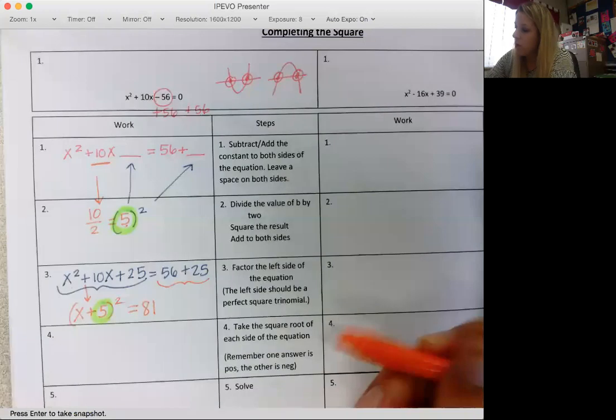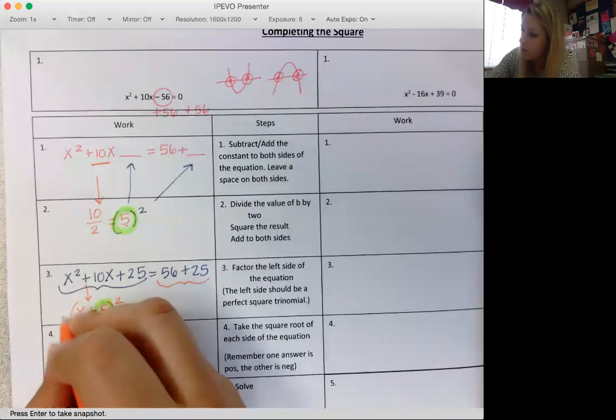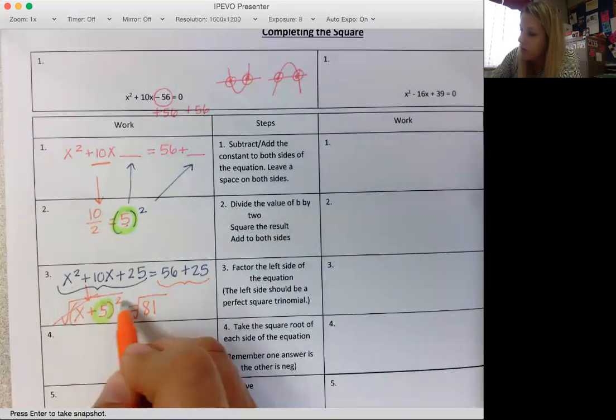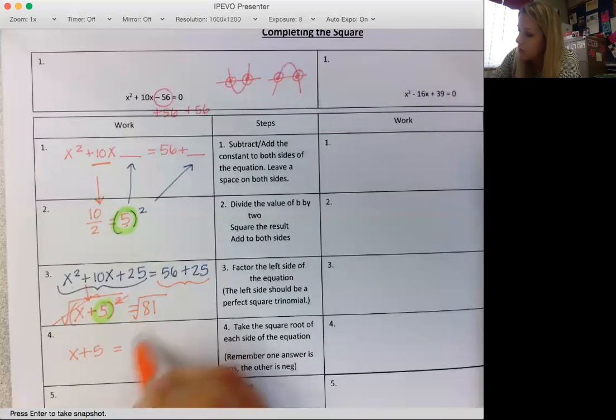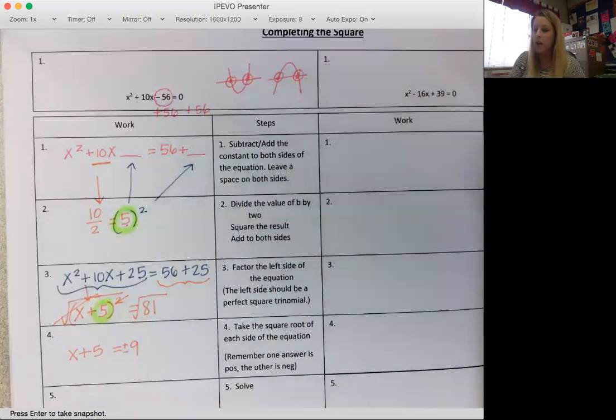Okay, so now we're going to take the square root of each side of the equation. So I'm going to take the square root of this side and the square root of this side. And what that does is it gets rid of the squared. So x plus 5 equals the square root of 81, which is 9. And we have to remember that we could have 2 possible answers, a positive 9 and a negative 9, because 9 times 9 is 81, but negative 9 times negative 9 is also 81.